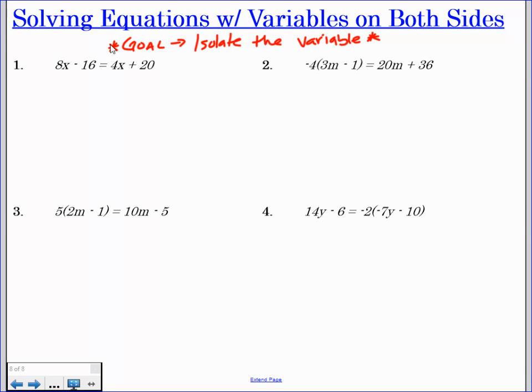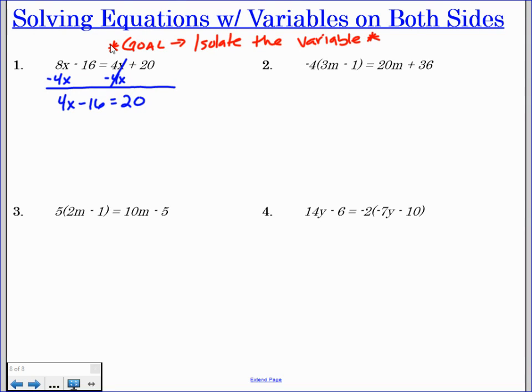8x minus 16 equals 4x plus 20. If I have variables on both sides, I need to move them to one side. Doesn't matter if it's on the left or the right. I usually like to have my variable term on the left. So to get rid of this positive 4x, I'm going to subtract 4x from both sides of my equation. That will cancel it here and make the 8x a 4x because 8x minus 4x is 4x.